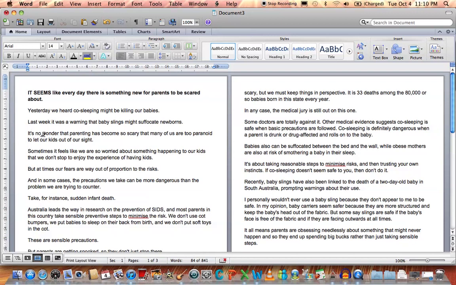It's no wonder that parenting has become so scary that many of us are too paranoid to let our kids out of our sight. Sometimes it feels like we're so worried about something happening to our kids that we don't stop to enjoy the experience of having kids.